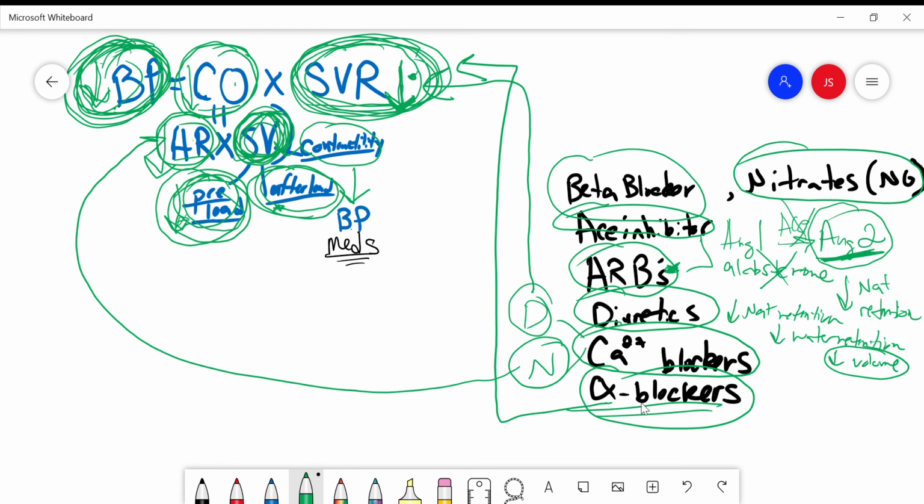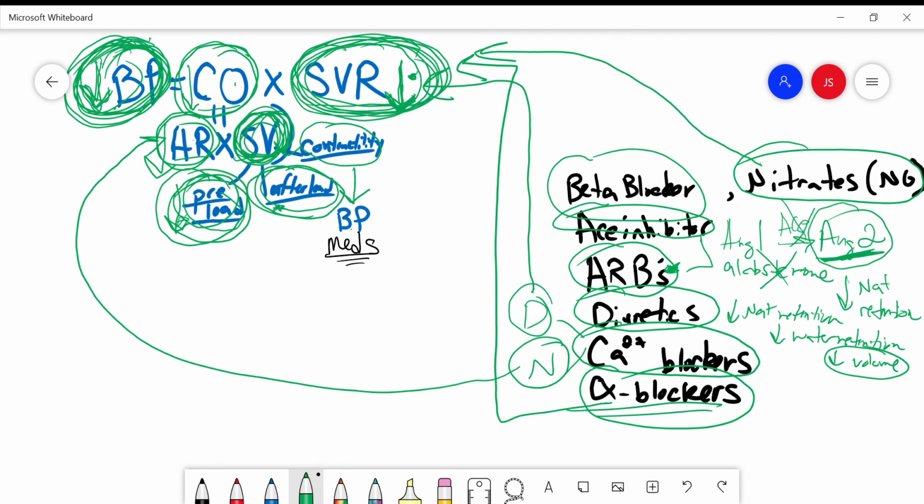Other nitrates, if they dilate the blood vessels in the periphery, would work again by decreasing the systemic vascular resistance. If you decrease the resistance on this side of the equation, you're going to decrease blood pressure on this side of the equation. So if you'd like me to go over any of these again, you could comment. I can go over them more specifically.